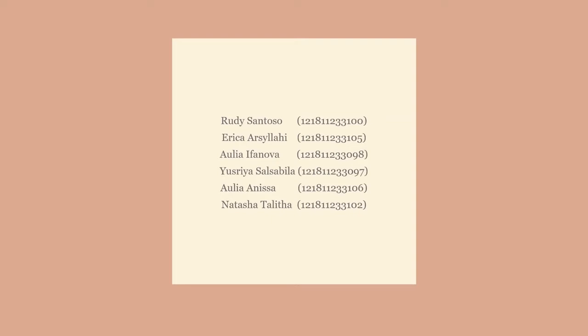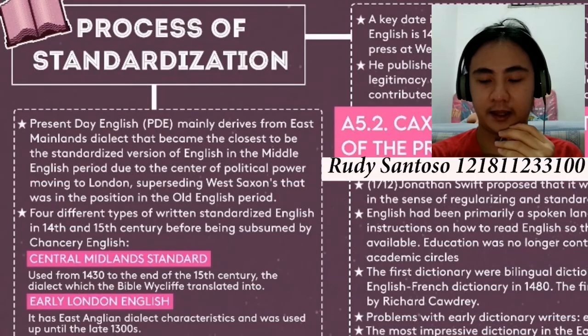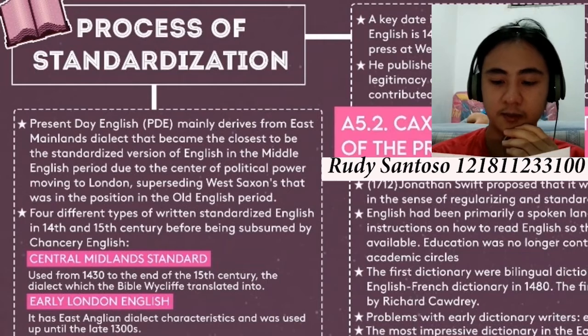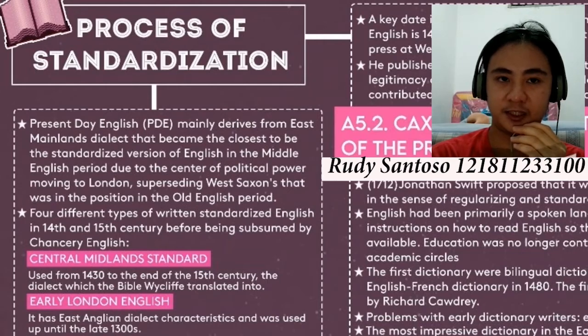Finally, Natsha Talitha and India, with student number 102, will close our presentation by talking about the boundaries of early modern English. Very well then, I will start by talking about dialects and emerging standards.